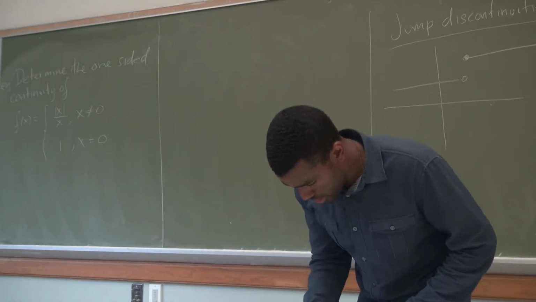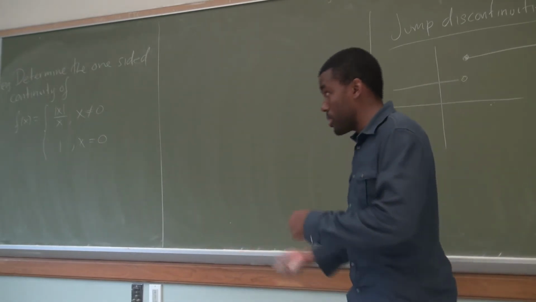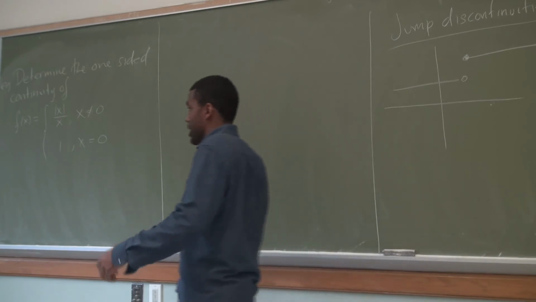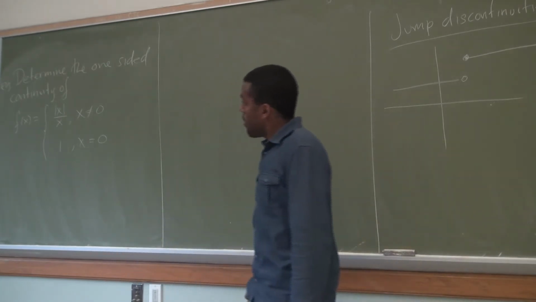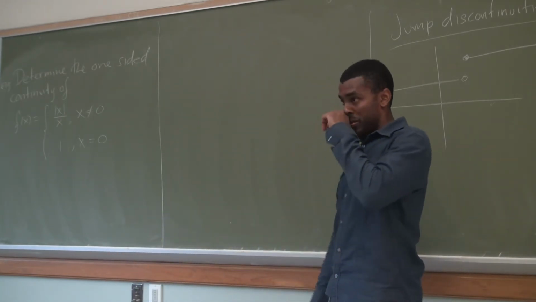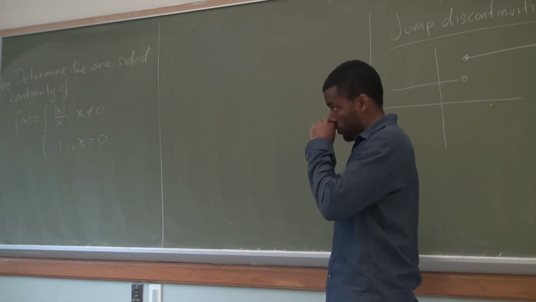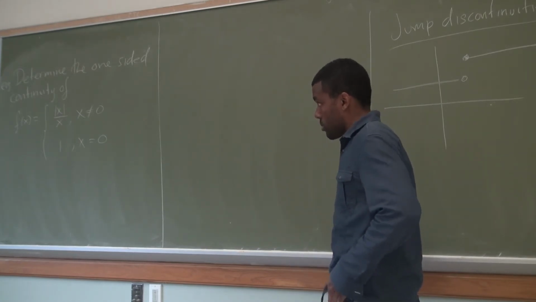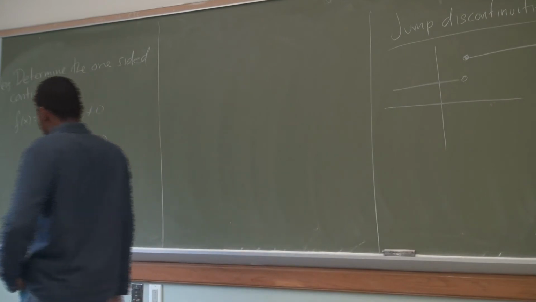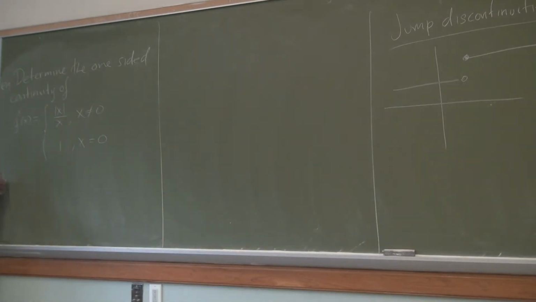So can I ask three questions? Is this continuous? If so, is it from the left or the right or neither? What do you think? Just find the one-sided limits, right? So let's look at approaching 0 from the right.